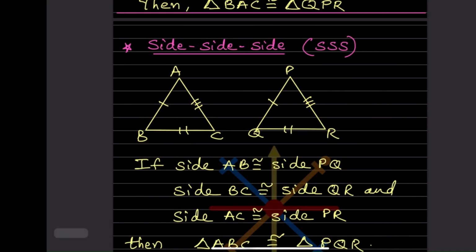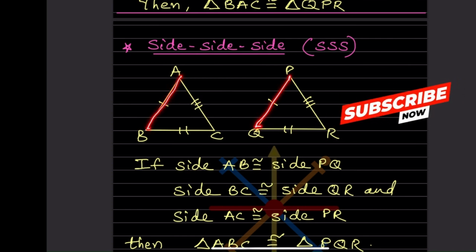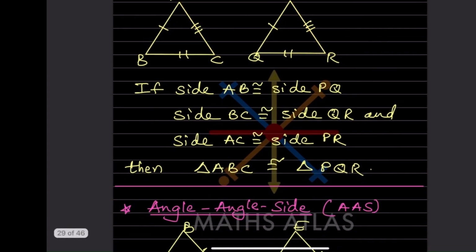Then side. So this is equal to this one, and this will be equal to this side. So what we can say, when we say AB is congruent to PQ, then BC is congruent to QR, and then AC is congruent to PR. So we can say triangle ABC is congruent to triangle PQR.